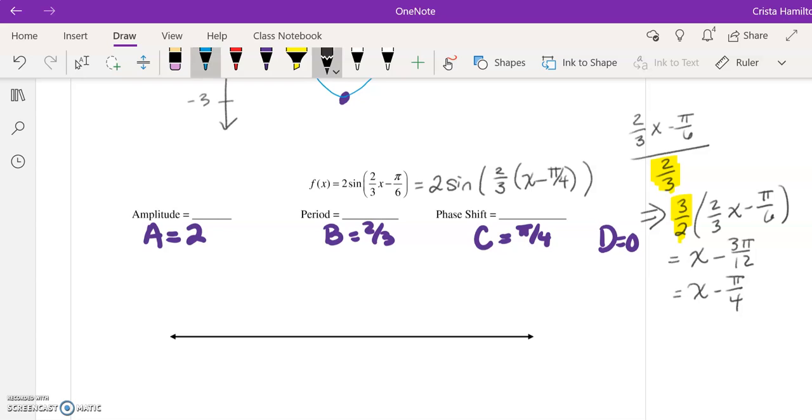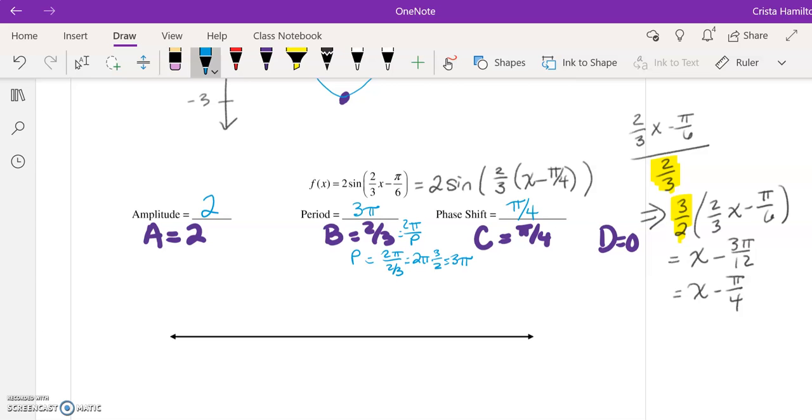Now, I write down the important characteristics. So A is 2. Again, my period, remember, B is equal to 2 pi divided by the period. So the period is 2 pi divided by B. We're going to multiply by the reciprocal, 3/2. So this ends up with 3 pi is going to be my period. And my phase shift is pi over 4.